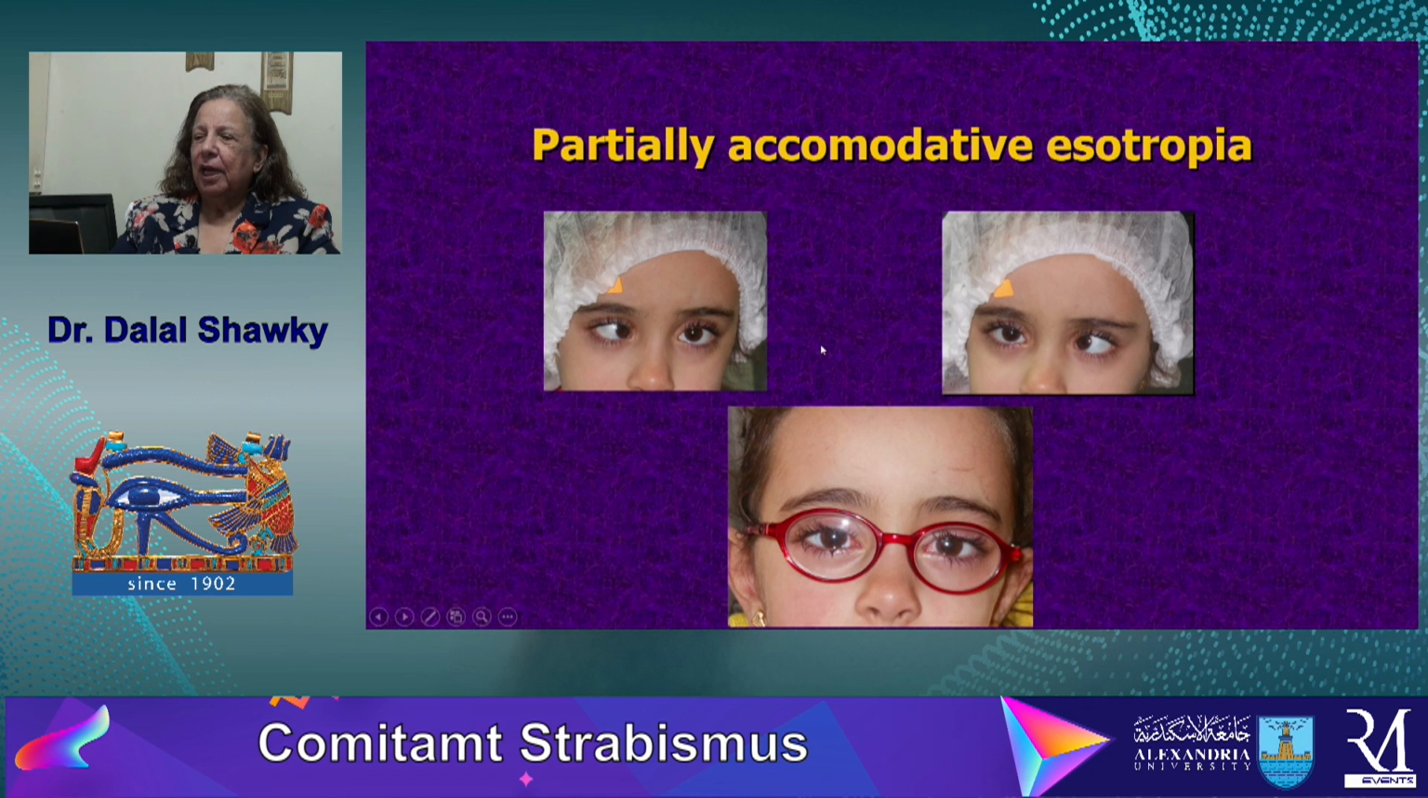Here in this child, partially accommodative esotropia, she was hypermetropic and only partially corrected by glasses. And here in the operating room, the total angle without using any glasses. Here alternating right esotropia, left esotropia. And the target angle was the residual angle, the angle not corrected by glasses. And here after surgery and after wearing the glasses, the surgery done in this case was bilateral medial rectus muscle recession.